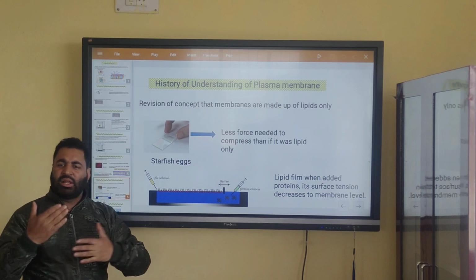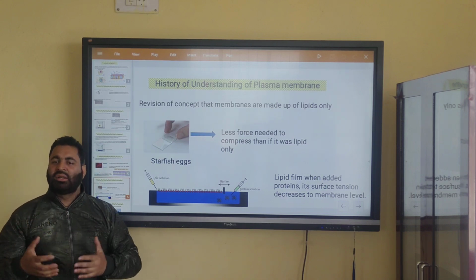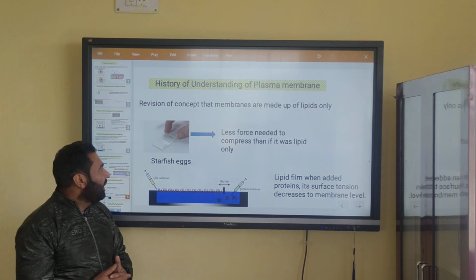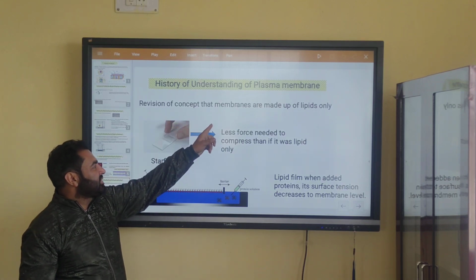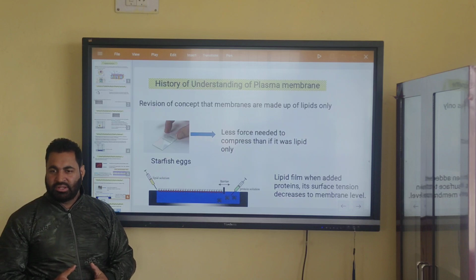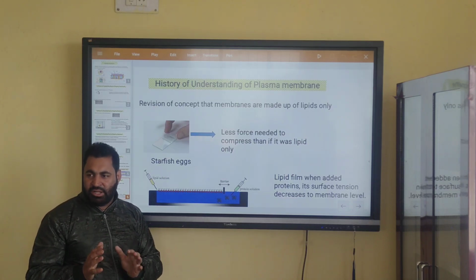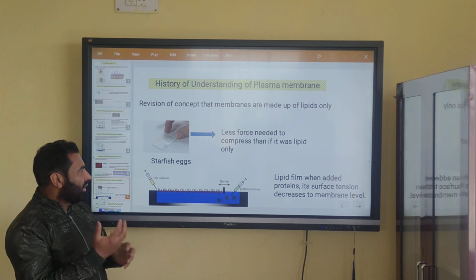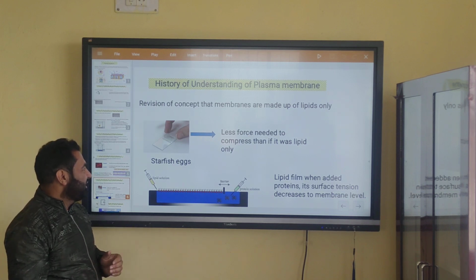Then further revisions took place. Further understanding about the cell membrane came into existence. That revised the membrane concept that it is only composed of lipids. So there are not only lipids constituting this plasma membrane, there may be other molecules present here.